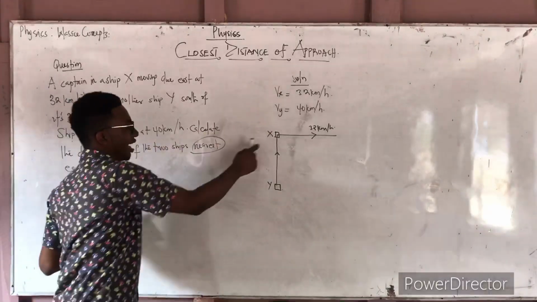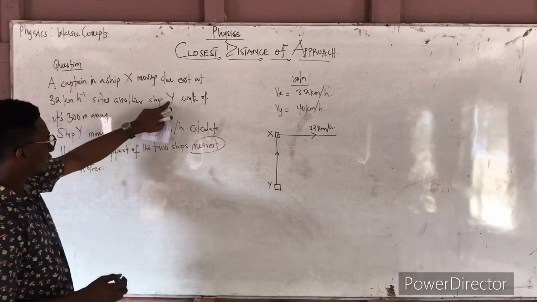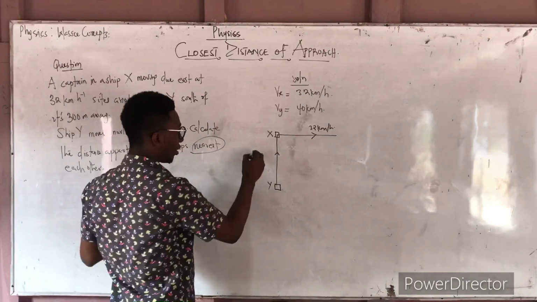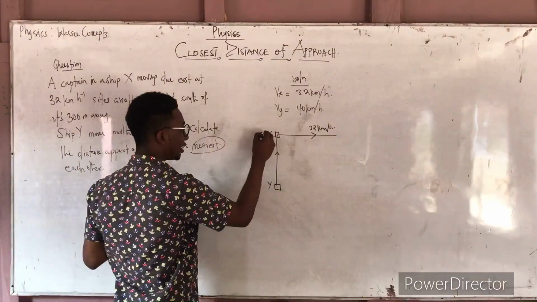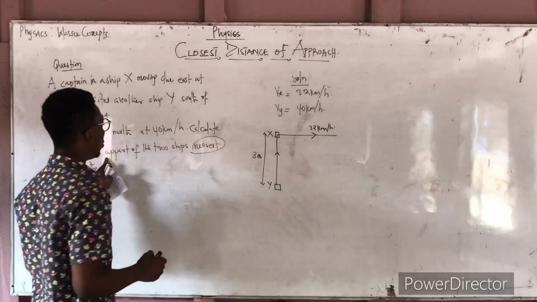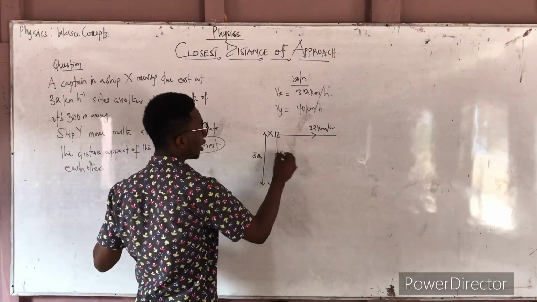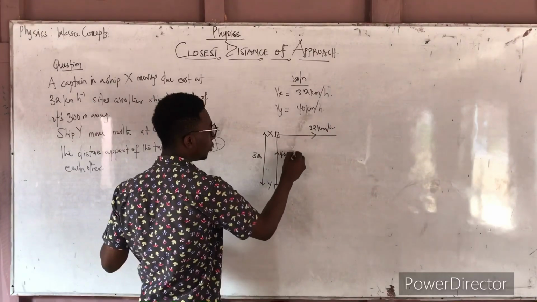Are you getting it? And the ship X is moving here, and it's 300 meters away from ship Y. So X is 300 meters away from ship Y. So this is it, 300 meters away. So now, if we move it, we should calculate the total distance of approach. And ship Y is moving at 40 kilometers per hour.